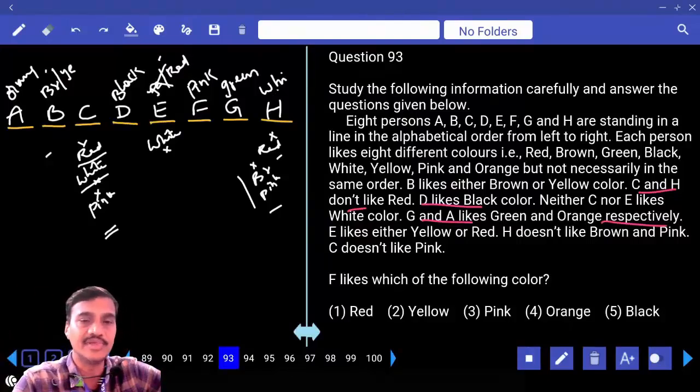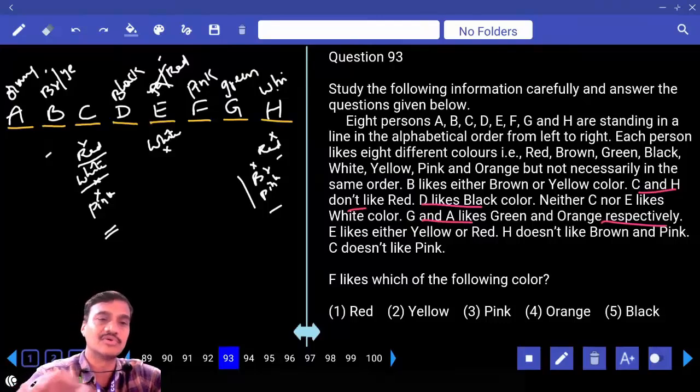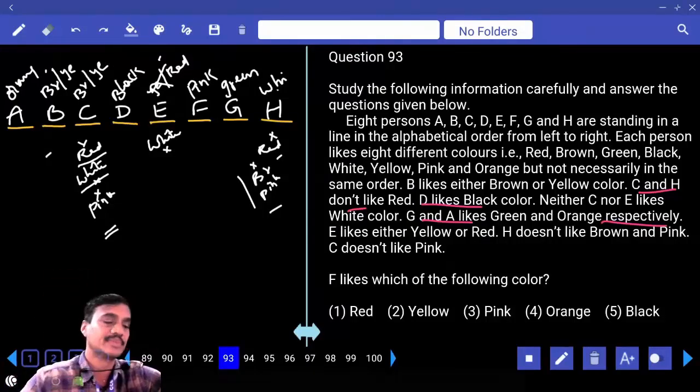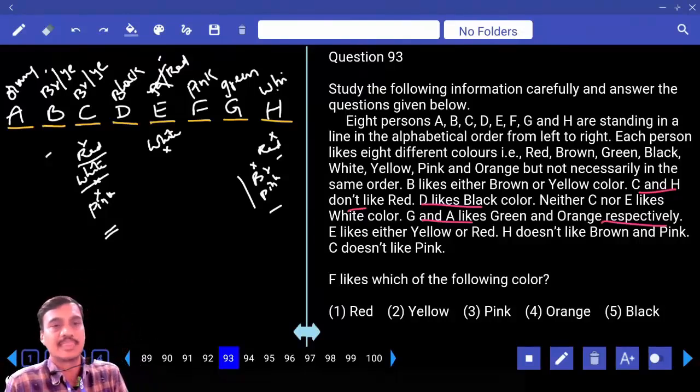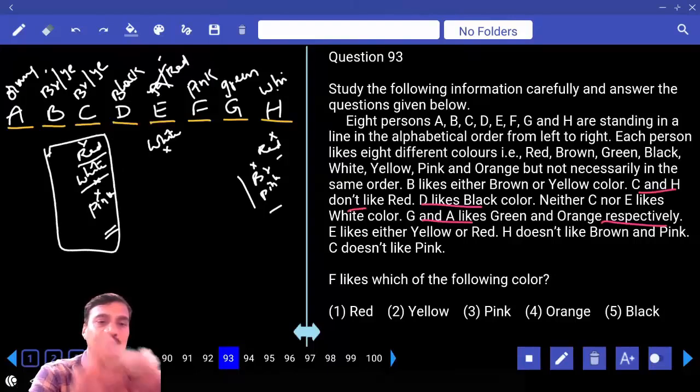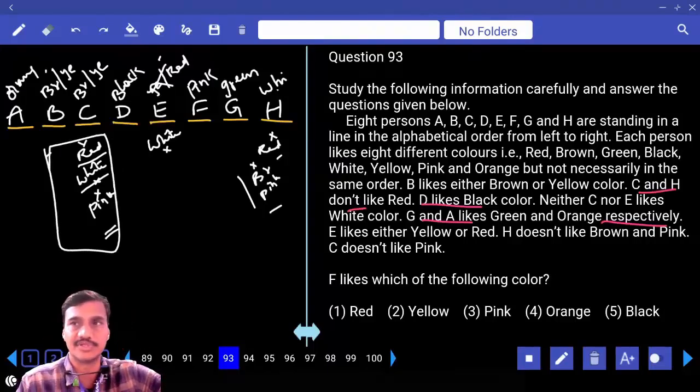If E is red, then the colors left over are brown or yellow in any order between B and C. Clear? If B likes brown then C likes yellow. If C likes brown then B likes yellow.